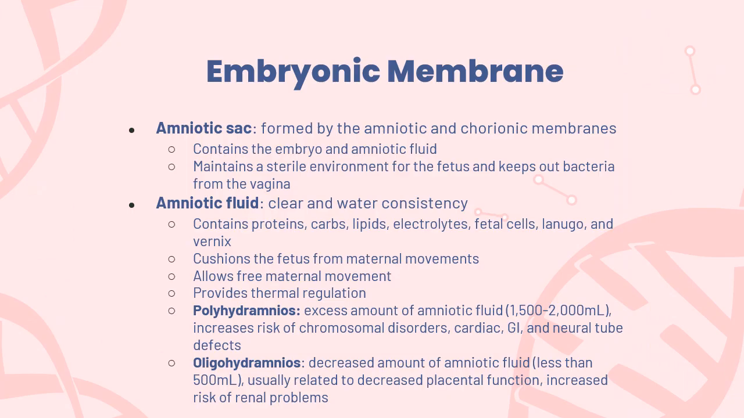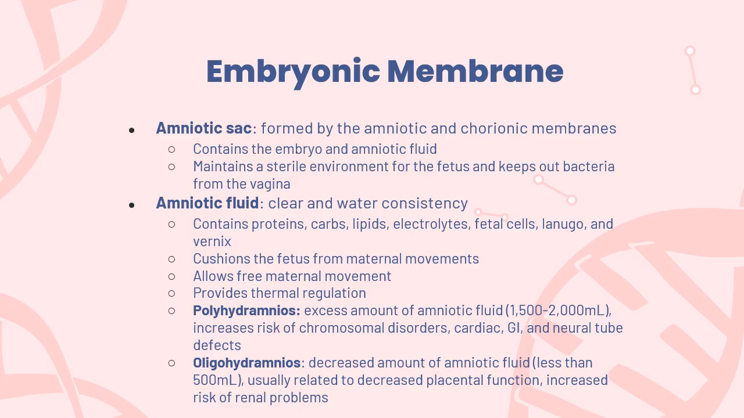All right, embryonic membrane. So what makes up the embryonic membrane? You have your amniotic sac, which is formed by the amniotic and chorionic membranes. Okay, you could always Google what an embryonic membrane looks like, and it'll kind of show you a little bit better than these words. But the amniotic sac contains the embryo and the amniotic fluid. It's a big old sac full of fluid and the baby, okay? Maintains a sterile environment for the fetus and keeps out bacteria from the vagina.